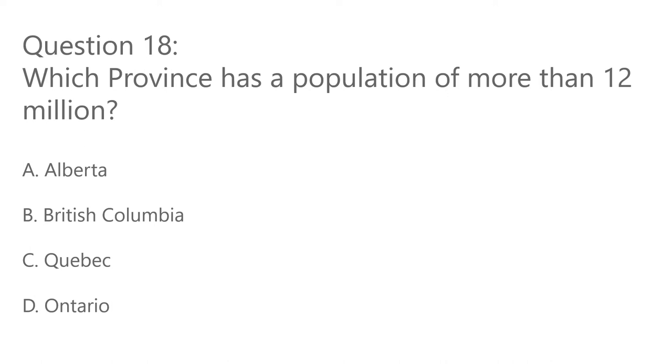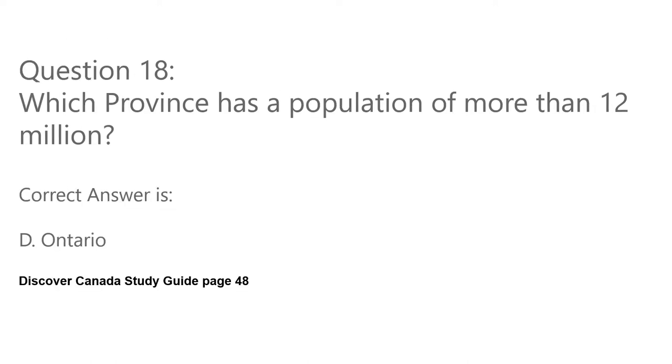Question 18. Which province has a population of more than 12 million? A. Alberta. B. British Columbia. C. Quebec. D. Ontario. Correct answer is Ontario. Discover Canada Study Guide, page 48.